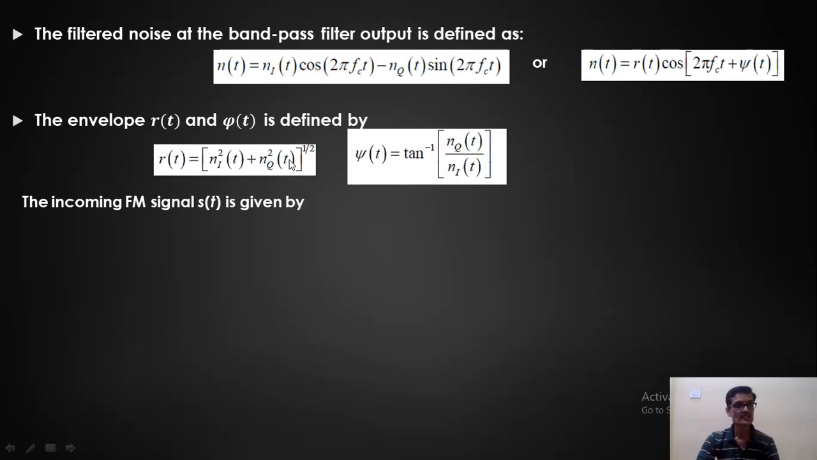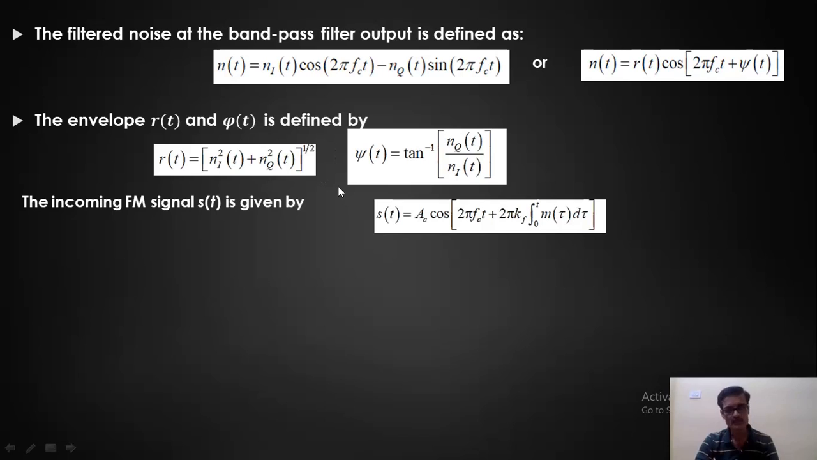Now, what is the incoming FM signal? This is about the noise component. Now, what is the FM signal? The FM signal is given by this particular equation.